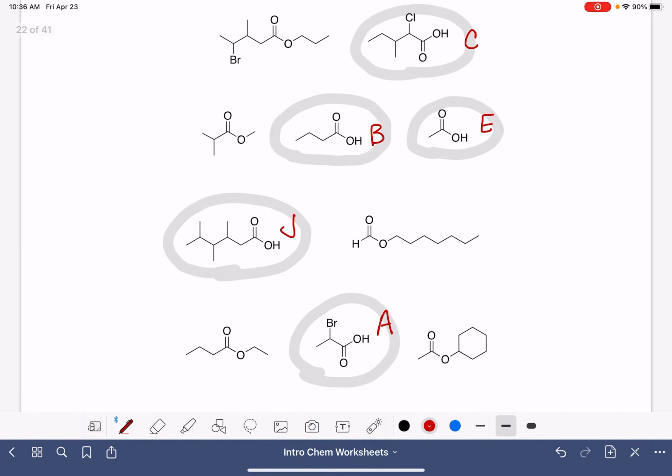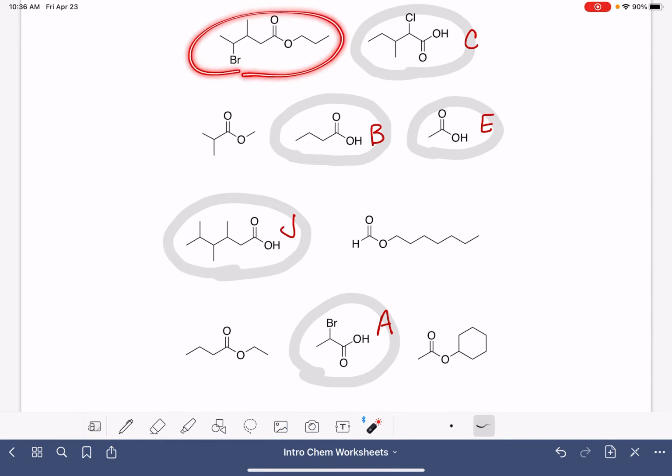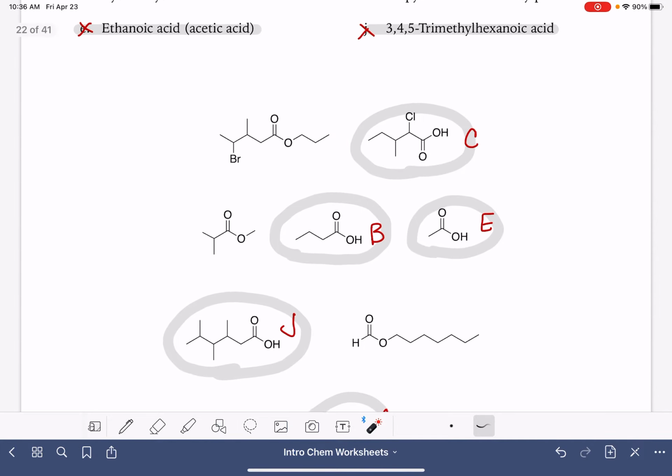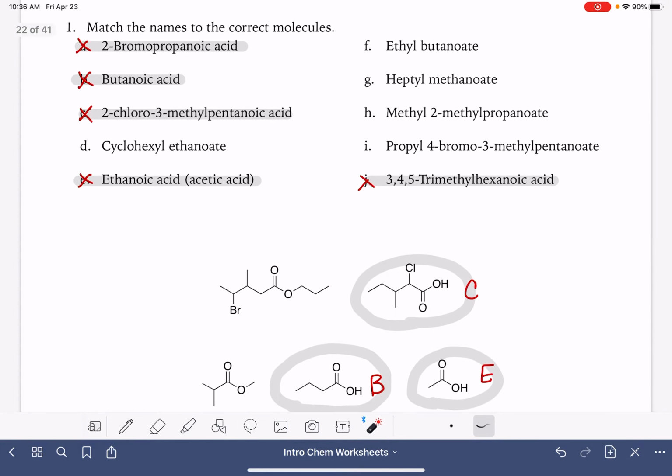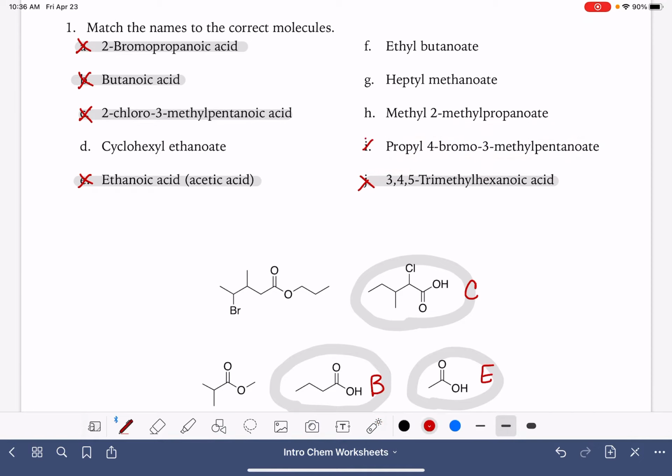The rest of these molecules are esters. All the rest of them are esters. So when I'm looking at all the rest of these molecules, I'm going to do the same thing and look for some distinguishing features. I have an ester that has a bromine in it. So let's go look for a name that has a bromine in it. Here we go. Propyl 4-bromo-3-methyl pentanoate. That's I. That will be this guy right here.